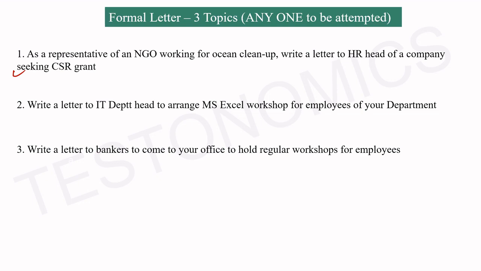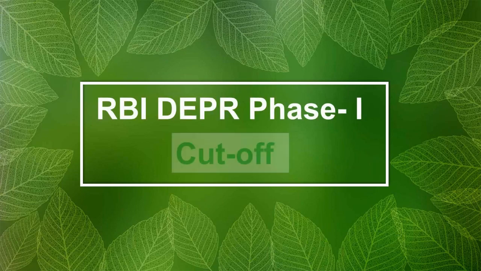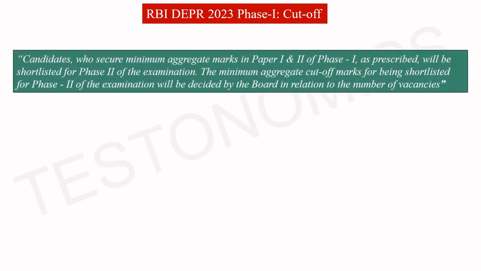Moving on, having discussed these two papers, now let's begin understanding what the cutoff can be. Now let's see what RBI's notification tells us about the procedure for arriving at the cutoff. It says that candidates who secure the minimum aggregate marks in paper 1 and paper 2 of phase 1 as prescribed will be shortlisted for phase 2 of the exam. The minimum aggregate cutoff marks for being shortlisted for phase 2 of the examination will be decided by the board in relation to the number of vacancies.